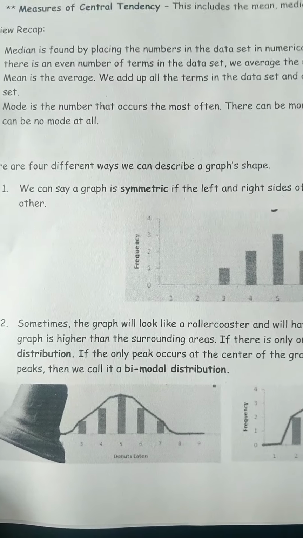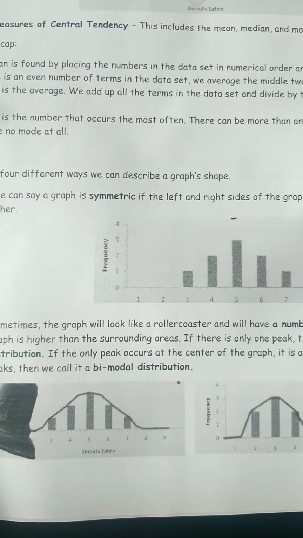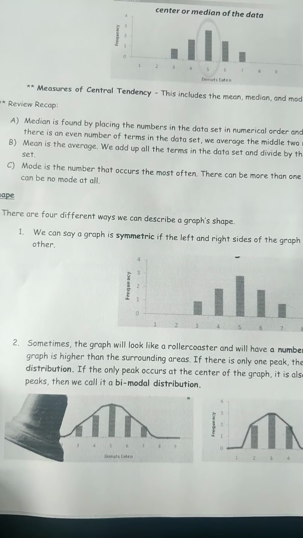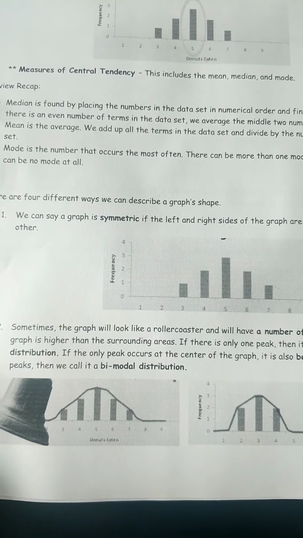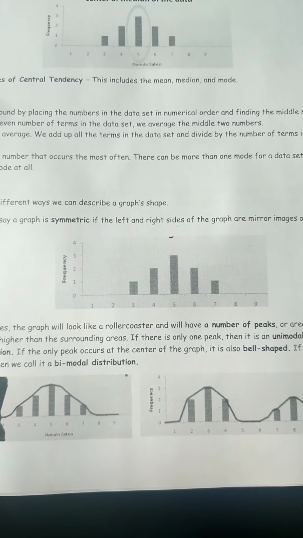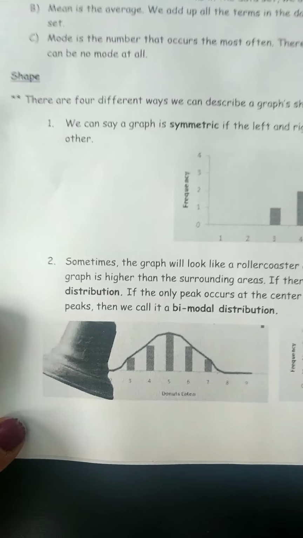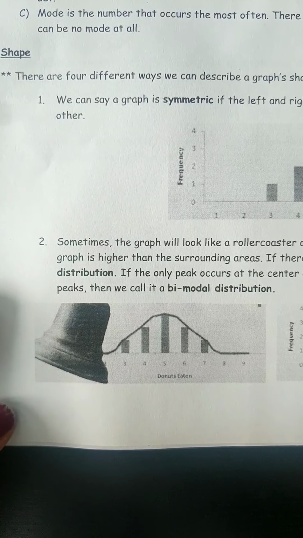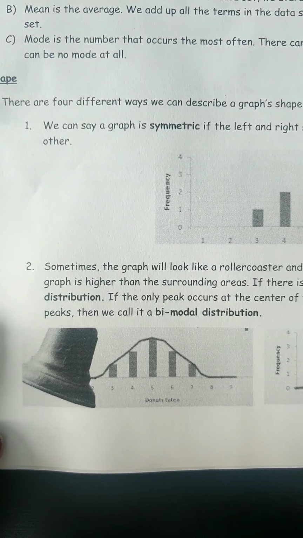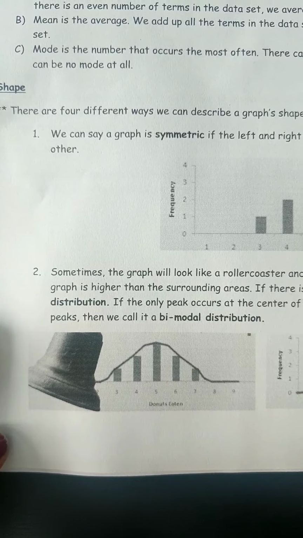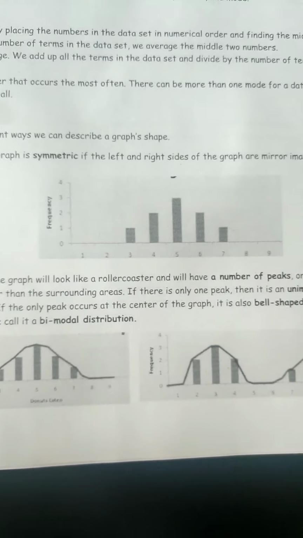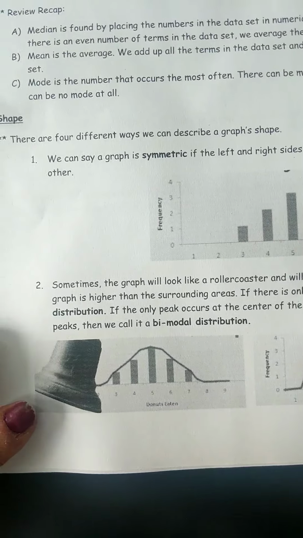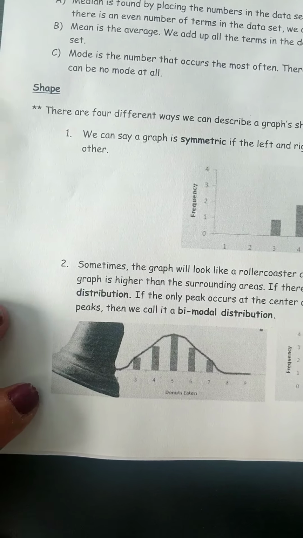Okay. The other thing we can do is sometimes the graph looks like a roller coaster and has a number of peaks. A peak is an area where the graph is higher than the surrounding areas. So if the graph has only one peak, then we describe it as a unimodal distribution. So like this one here is a unimodal symmetric distribution because it has one peak and it's the exact same on the left and the right of that peak. Now, if a peak only occurs at the center of the graph, we also call that bell shape. See my pretty bell? Okay, so that's bell shape. That's what we call a normal distribution.